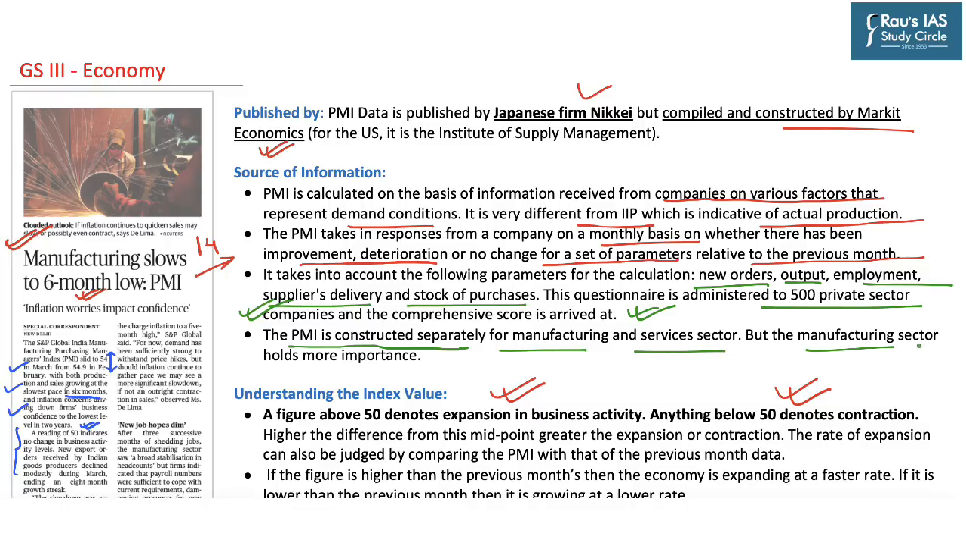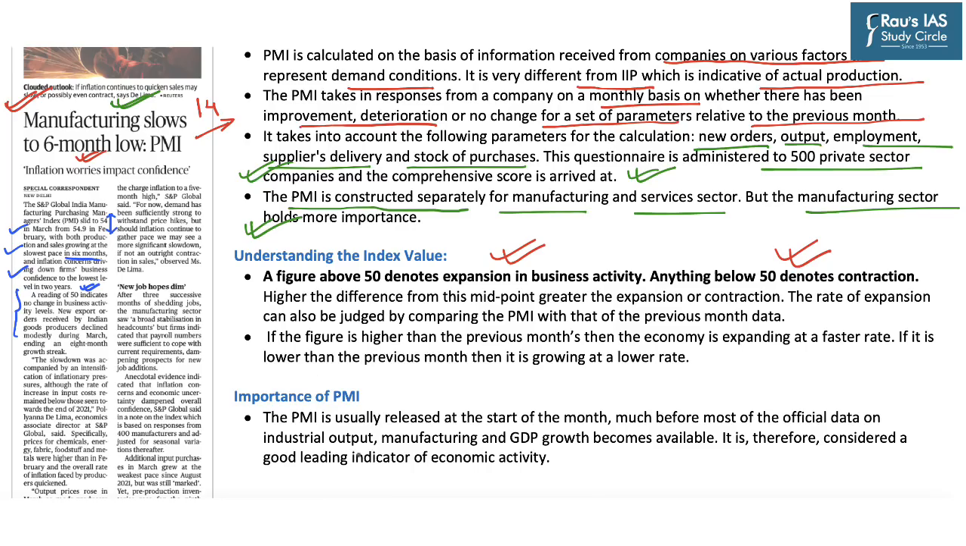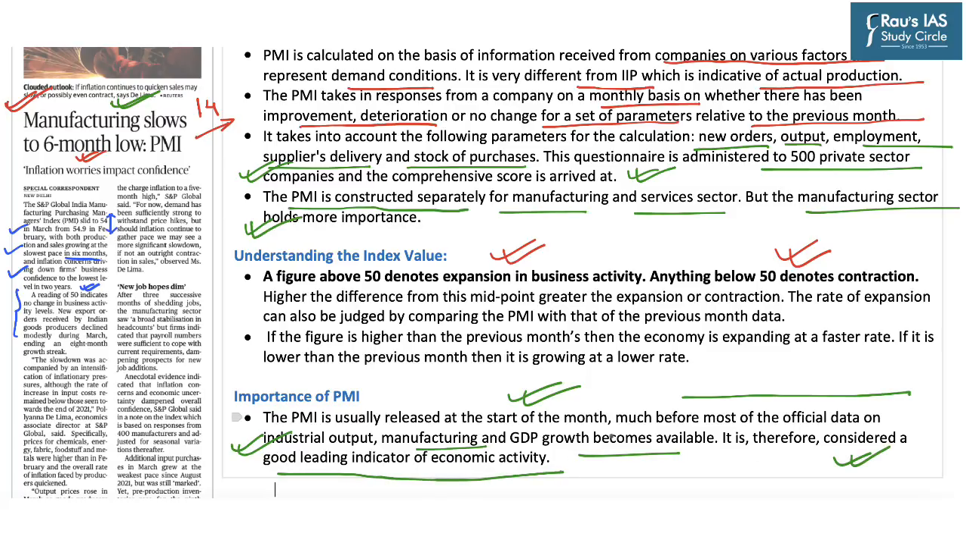However, the manufacturing sector with respect to PMI holds more importance. That's why this news says that PMI for manufacturing slows down to a 6-month low. Now PMI is generally released at the start of the month, much before most of the official data on industrial output, manufacturing and GDP growth becomes available. That's why PMI is considered as a good leading indicator of economic activity.